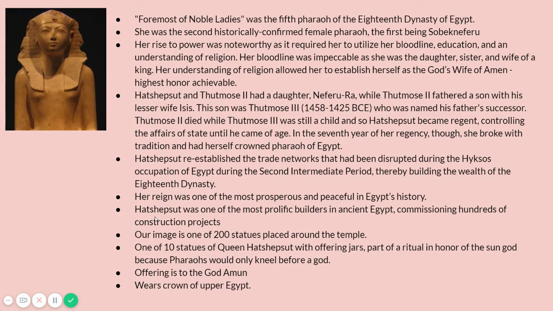You had your main wife, your first and most important wife, but then you also had a few lesser, unimportant wives. And Thutmose had a son with this lesser wife, okay? His name obviously was Thutmose the Third. He was also named his father's successor, which makes perfect sense.